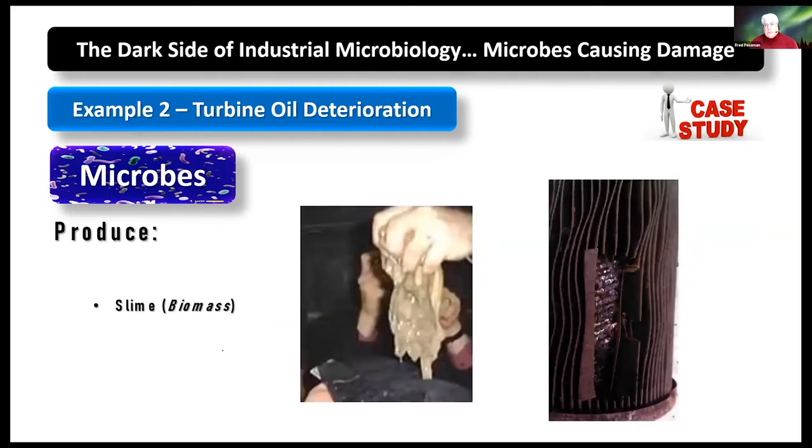Finally, we produce slime, biomass. This is all biofilm, and it can be as tough as a canvas sheet. It really is well held together. I don't know if you'd want to use it to make a tent. The odor can be a little bit interesting. Not only does it foul filters, but as you can see on the inside here, it's also corroding the core of the filter, causing that to become damaged as well.